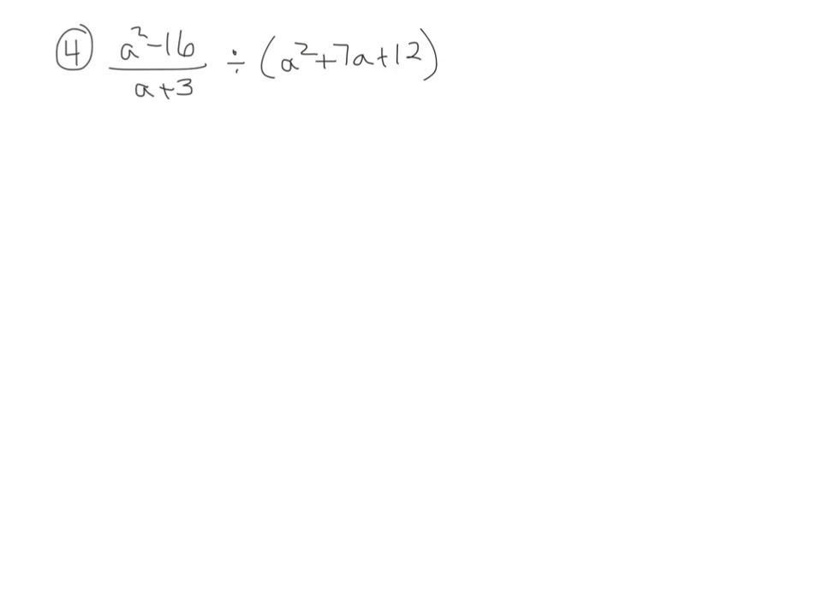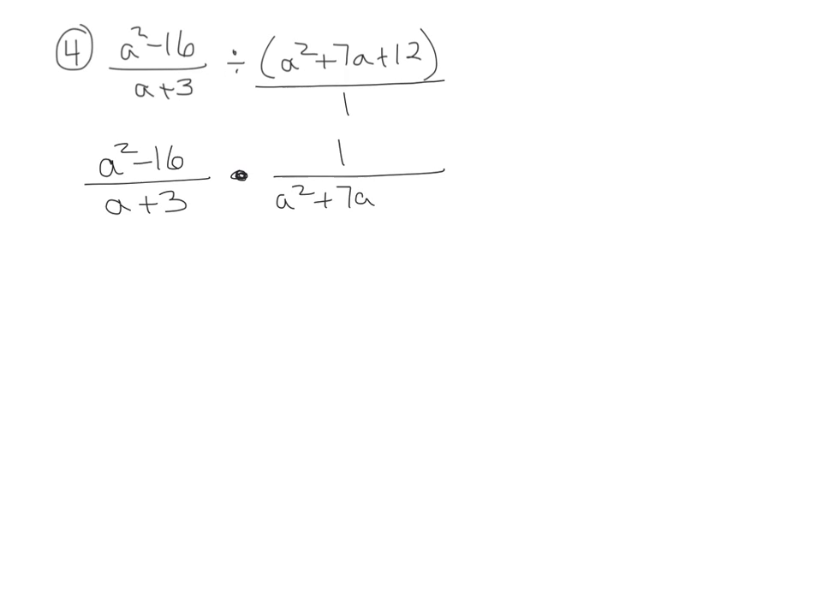All right, so right now, this is like over 1. All right, so keep the first one the same. Don't touch it except just rewrite it. Change it to times, and then flip the second one. Okay, you can't cancel yet. It is multiplication, so that's good news. We'll be able to cancel eventually, but we can't cancel till we factor first.